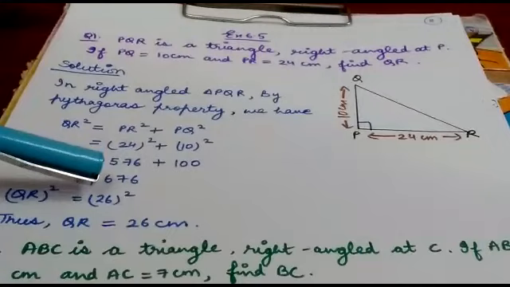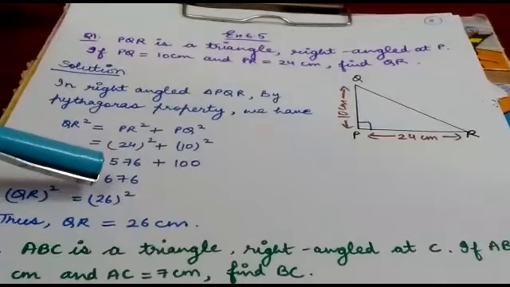Next, ABC is a triangle, right angled at C, and AB is equal to 25 centimeter and AC is equal to 7 centimeter. Find the length of BC. Now in this right angle triangle ACB, C is 90 degree and the side opposite to C is AB, that means AB is the hypotenuse. Now AB square is equal to AC square plus BC square. Replace AC by 7 and AB by 25. 25 square is 625 and 7 square is 49. Now 49 plus BC square.